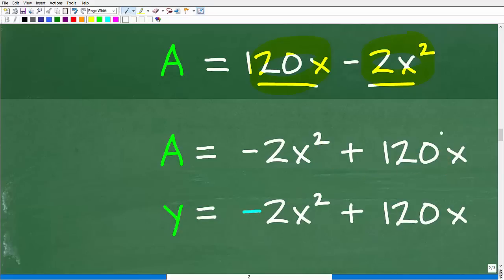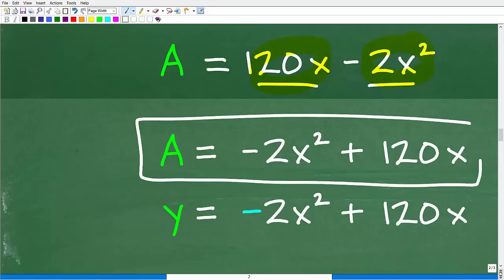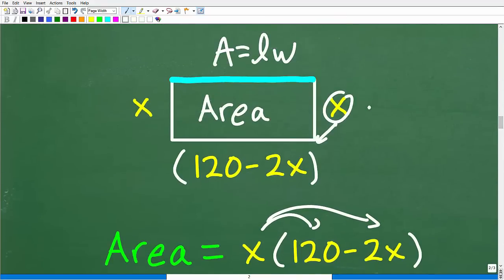All right, so here is the big picture that we want to focus in on. What does x represent? Let's not lose sight of what x is. X is the width of this rectangle. Once we figure out what x is, we can easily figure out the length. But with x and 120 minus 2x, if we solve for x, we'll get the actual dimensions of this rectangular plot, and then of course we can calculate the maximum area.